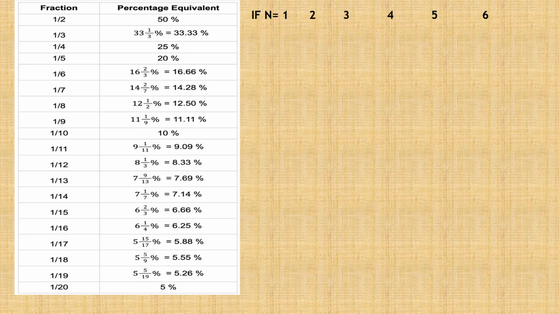Carefully listen here: 1 by 2 is 50%. If it's 2 by 2, then it would be 100%. If it's 3 by 2, then it would be 150%. If it's 4 by 2, then it would be 200%. 2 ratio denotes 200%. Likewise, 1 by 3 denotes 33 1 by 3%, and 2 by 3 denotes 66 2 by 3%. Like that, you need to remember all these things.